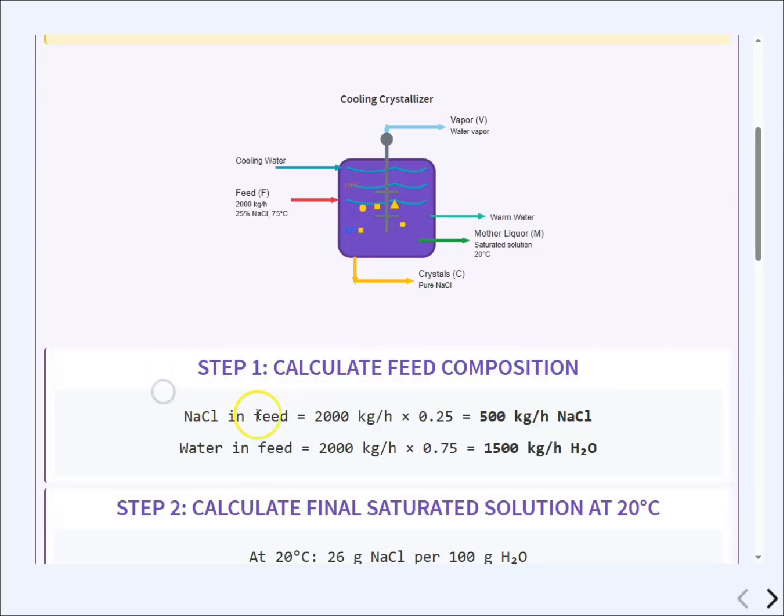Sodium chloride in feed equals 2000 kg per hour times 0.25, giving us 500 kg per hour of salt. Water in feed equals 2000 times 0.75, so that is 1500 kg per hour water. Simple math, but this foundation is crucial for everything that follows.